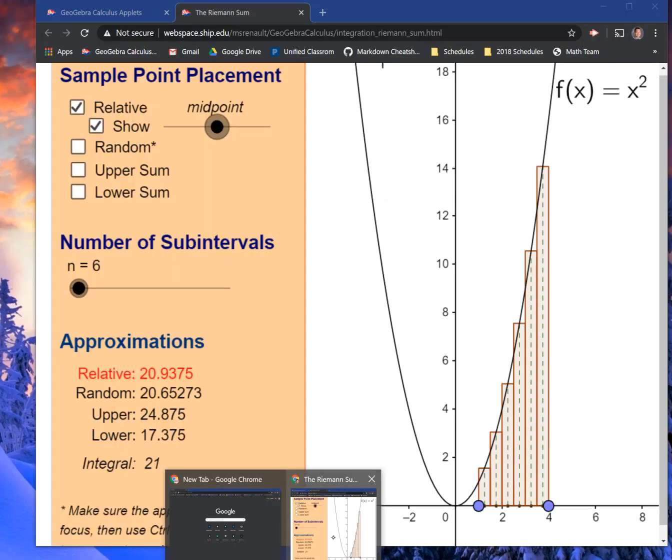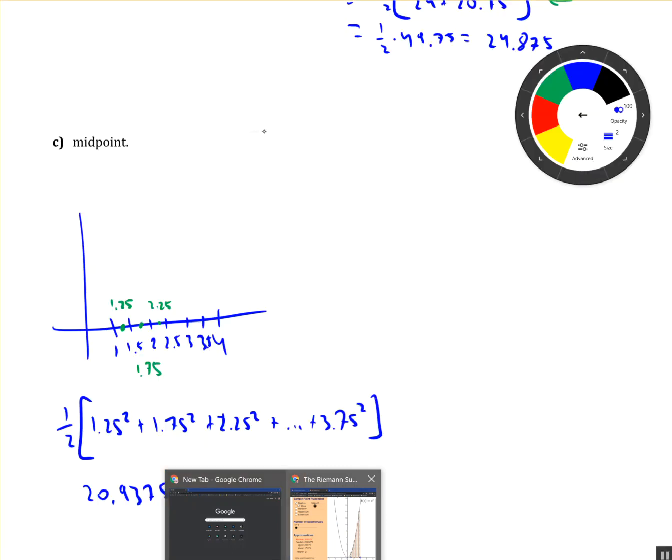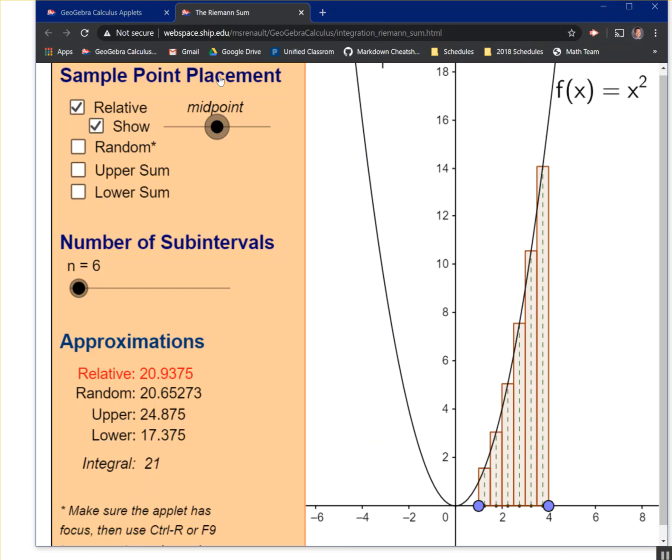So now I just want to show you, as I'm doing that, watch what happens to the bars. The midpoint, notice on the right endpoint, look where the rectangles are determined. I'm not sure if you can see the little hand that I'm drawing there. Let me see if I can with the cursor here.